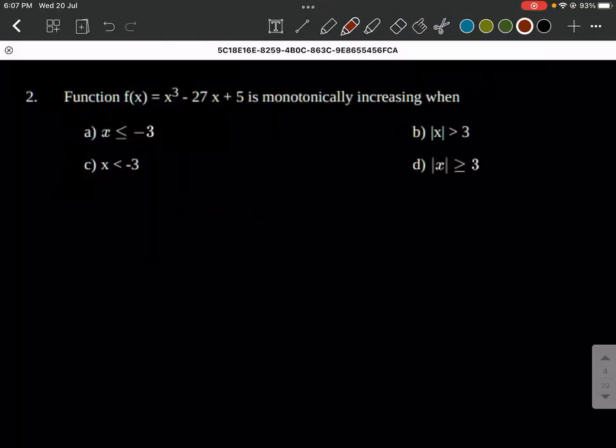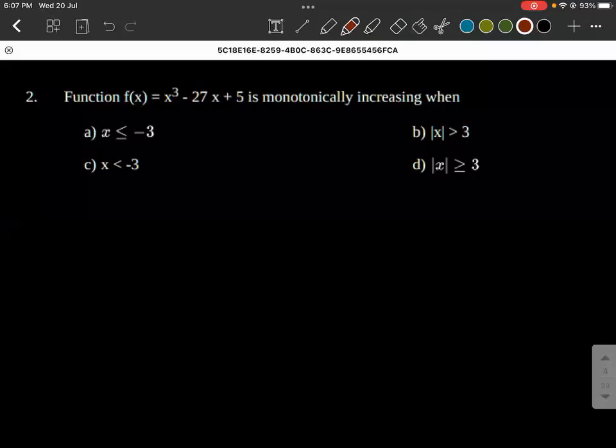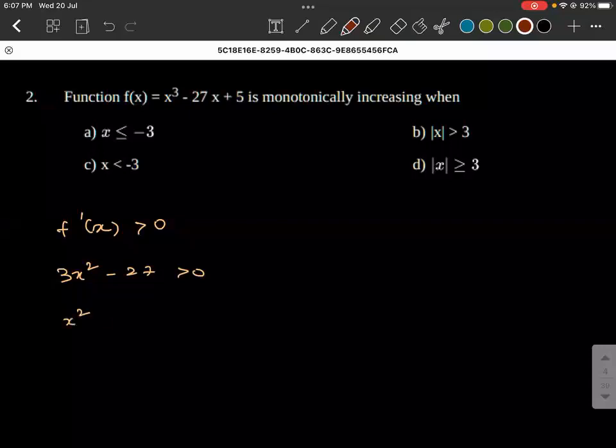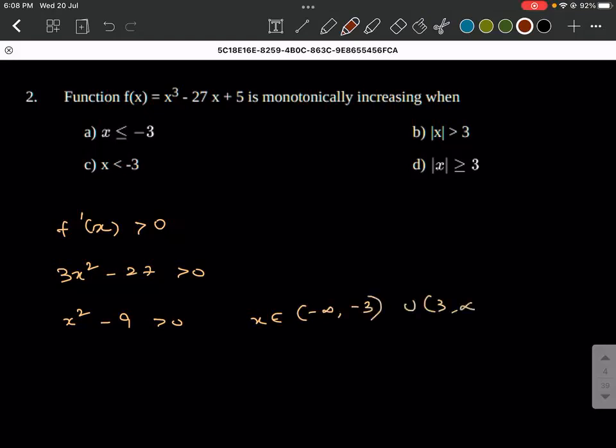F of x is equal to x cube minus 27x plus 5 is monotonically increasing when? So f dash of x should be greater than 0. So what is f dash of x? 3x square minus 27 is greater than 0. So x square minus 9 is greater than 0. X belongs to... how can you write this as? Mod x is greater than 3. B should be the answer.